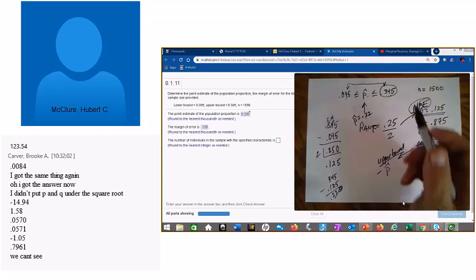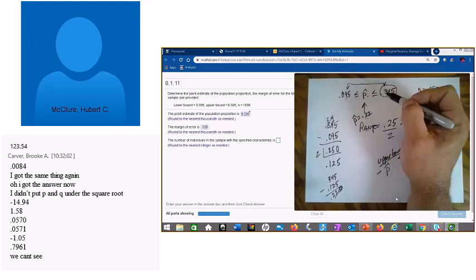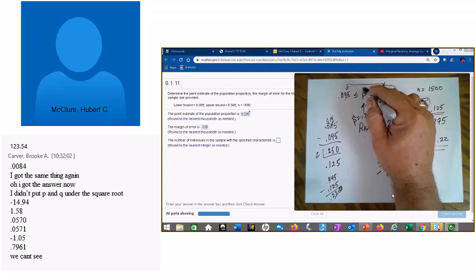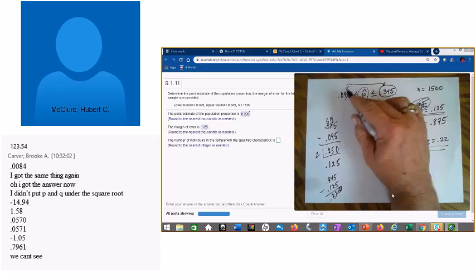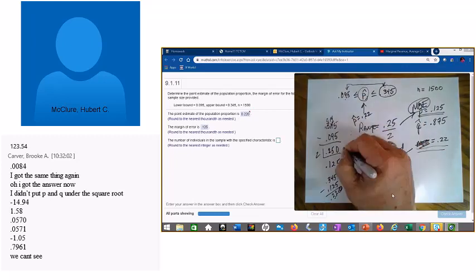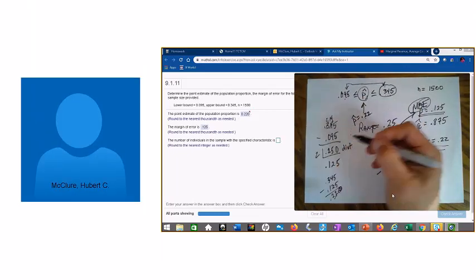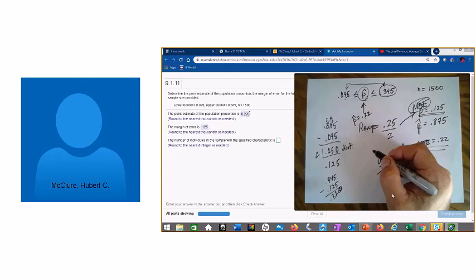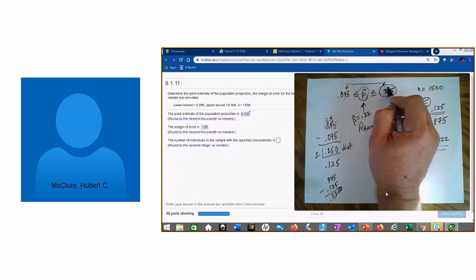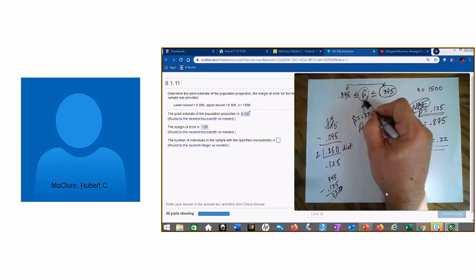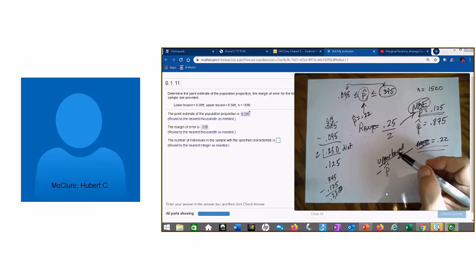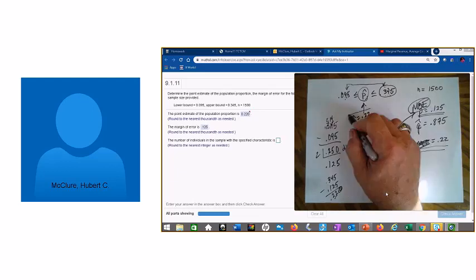So if you want to find the margin of error, I mean the p hat, you got to find the middle right here. And to find the middle, you got to find the distance between these two. That's where I got 0.25. The distance between the two is 0.25. Now if the distance from here to here is 0.25, then if I half that distance, that'll give me the middle. And the middle is 0.22. That's your p hat.